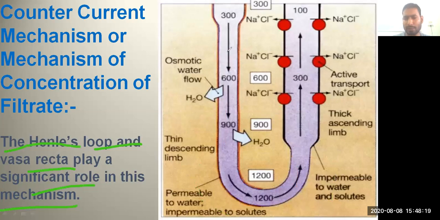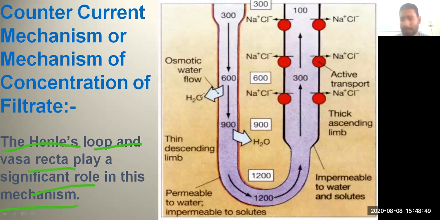You are seeing Henle's loop here, and you know very well the parts of the nephron: the glomerulus region, then PCT, then the loop of Henle, after that DCT, then the collecting duct. In the nephron, some Henle's loops are located in the cortical region, and some are located in the medulla region. So this is the figure for Henle's loop and Vasa recta.